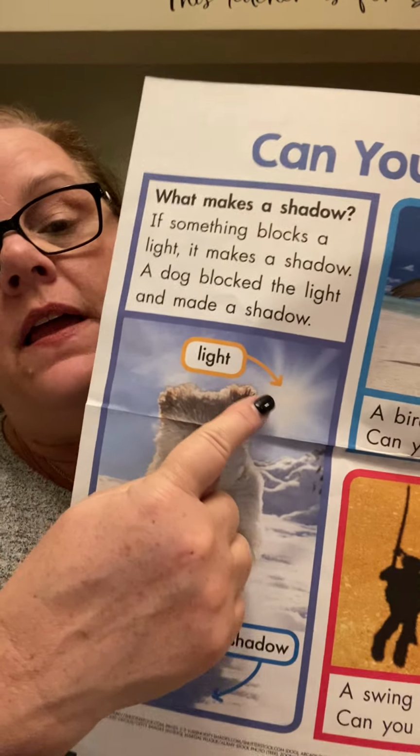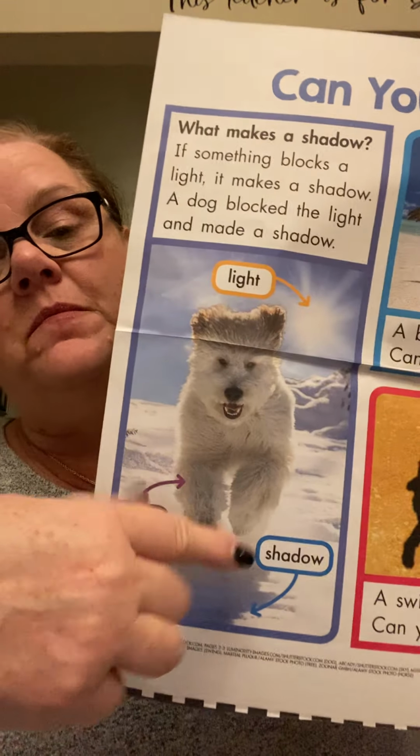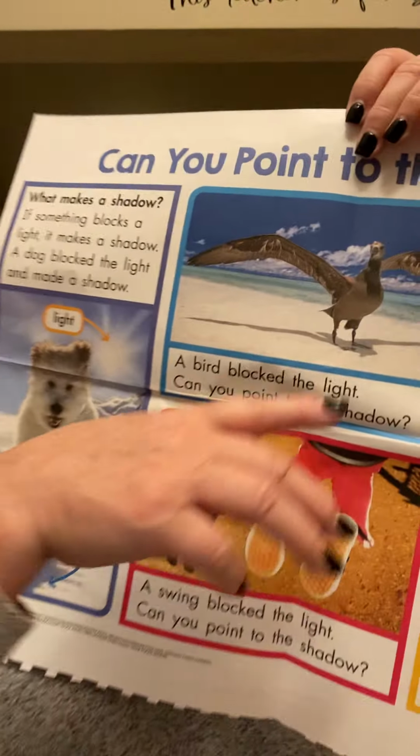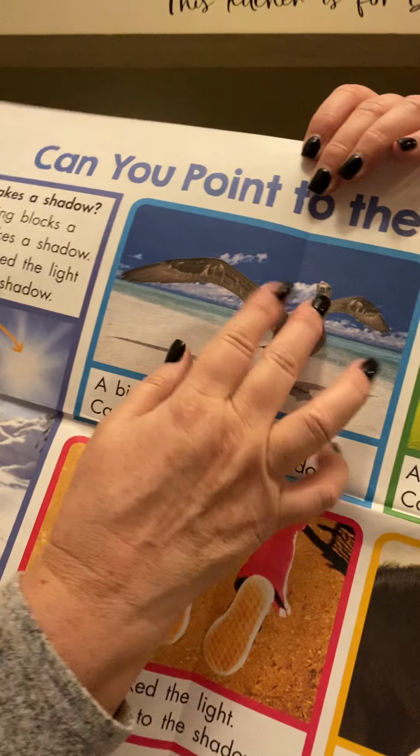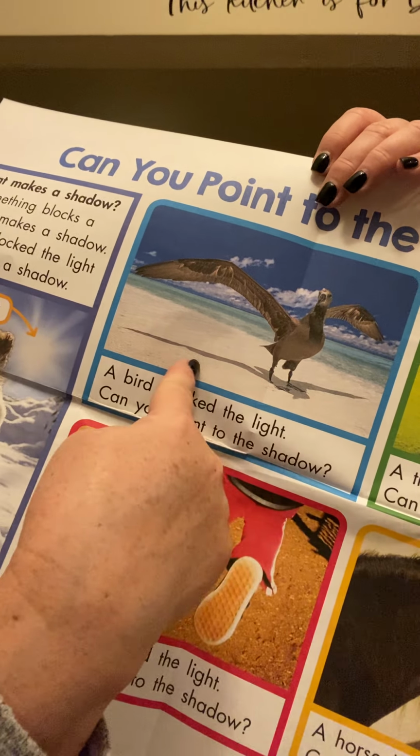So it says, if something blocks the light, it makes a shadow. A dog blocked the light and made a shadow. And the light is coming from the sun. So the dog blocked the light of the sun to make the shadow. Move on to the bird blocked the light. Can you point to his shadow? Look at his big wings. And look at the shadow that he makes on the ground from the sun.